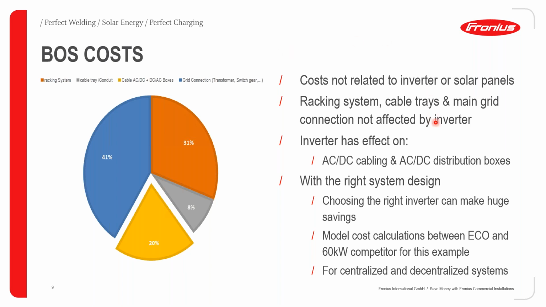So the inverter itself would have an effect on the AC-DC cabling, as well as AC and DC distribution boxes. With the right system design, by choosing the right inverter, you can make really big savings for your system. And this analysis we are going to be looking at later to see what the effects are of choosing the right system for your particular design. Of course, like I mentioned, it is based on our Eco 27 and the competitor 60 kilowatt inverter. And you're going to be looking at examples of both centralized and decentralized systems.